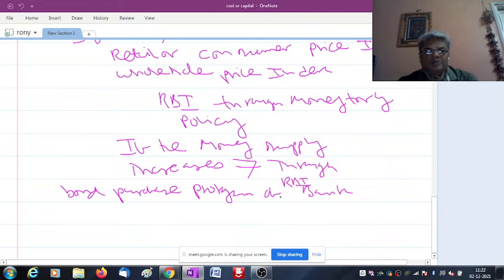Say RBI purchases bonds from the market. Who are the issuers of bonds? Say other PSU banks or government. So whenever the RBI purchases bonds from the market, what happens? There is a supply of money in the market. The money supply is available in the hands of government as well as other PSU banks. So what happens?